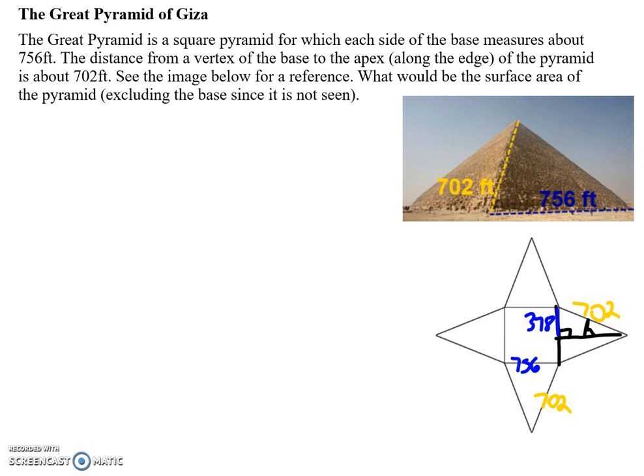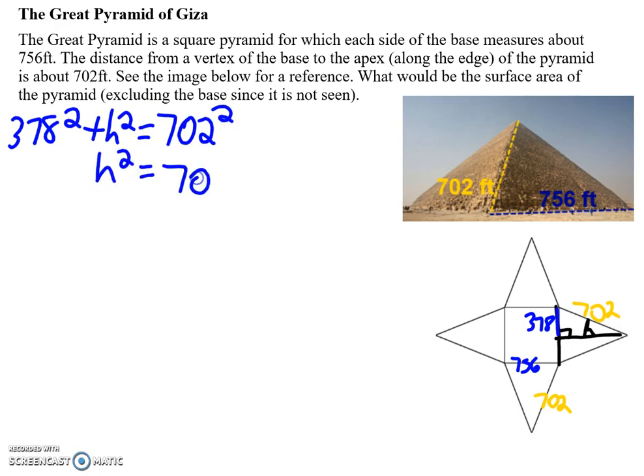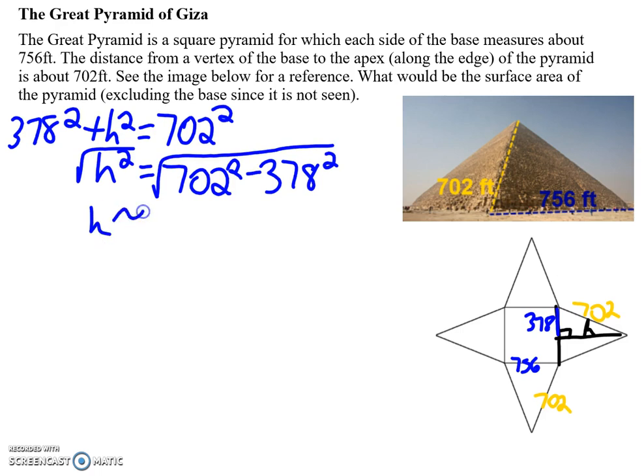So if I think about what I can use for my Pythagorean theorem, I know that 378 squared plus h squared will give me the 702 squared. So I can shift over. I'm going to leave everything just with the squared terms for now, and then I can take the square root of both sides. And if I do all of those operations correctly, I'll get that the height is approximately 591.54 feet. Now I can find the area of the triangle.